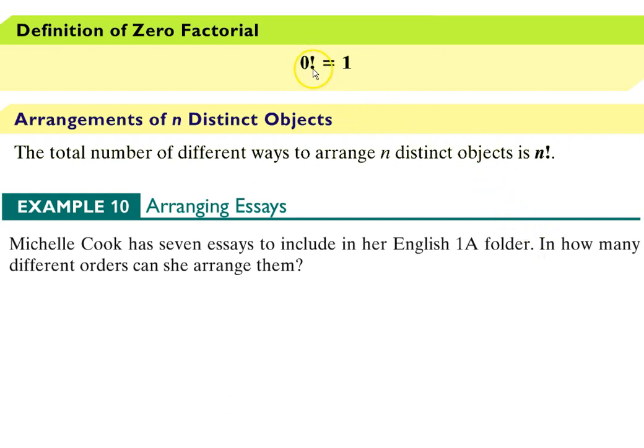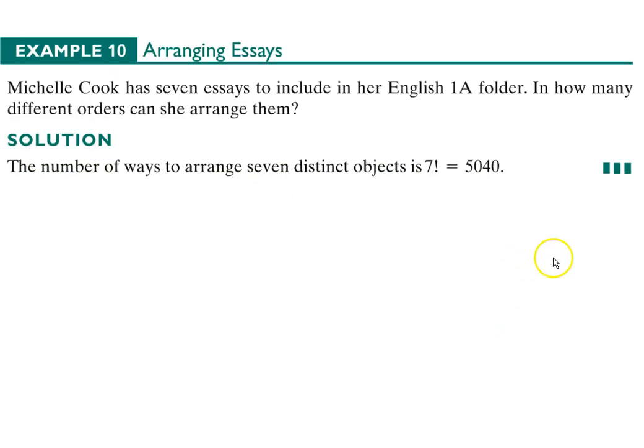Now we did define 0 factorial as 1. Now we're going to use factorials in arranging essays in an English folder. If they have 7 essays, how many different ways can they be arranged? And sometimes these numbers are quite extraordinary. So 7 factorial is 5040. Wow. Again, be sure to include these in your notes and try them on your calculator so you have the experience of working with this symbol.